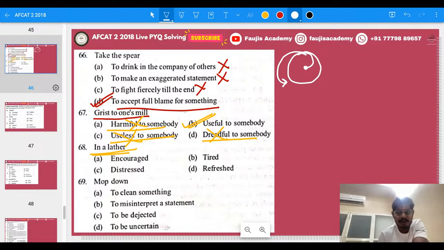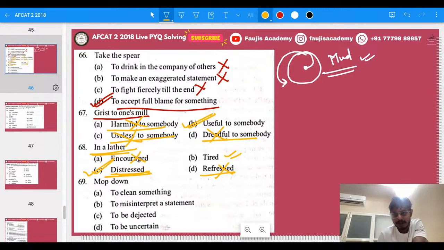Okay, you are in a lather. Let us say lather is of what? Mud, for example. So you are lathering in mud. Are you encouraged? No, you stay in mud. That's not encouraging. You won't feel refreshed. Absolutely not. You might feel tired as well, but more importantly, you are distressed, to be in the lather.